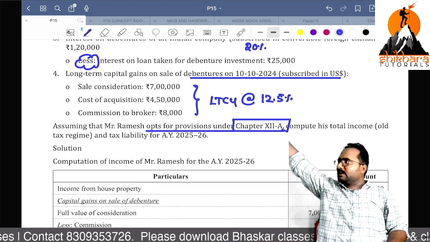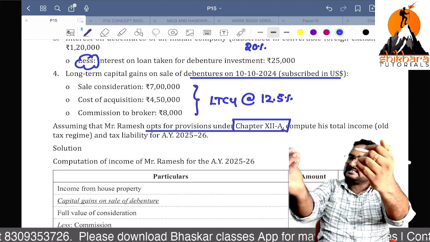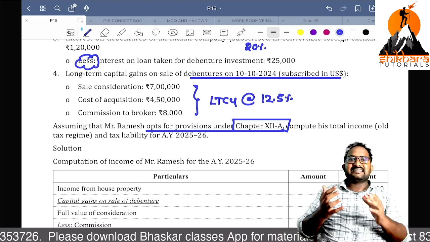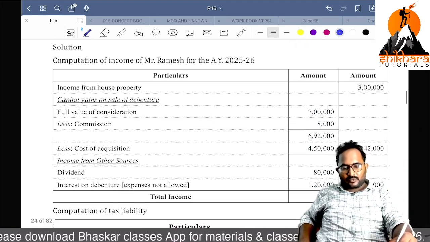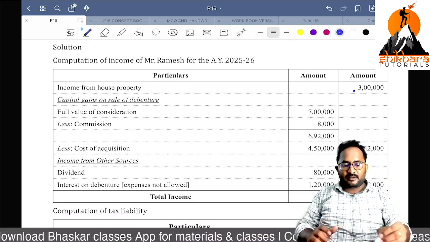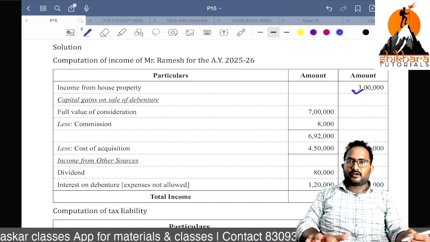I want to follow the normal provision. You can follow, but SSC followed whatever the provisions given in 115C to 115I. Now, what is the tax liability? First, income from house property, how much? 3 lakh. Capital gain, if you calculate, you will get 2,42,000.